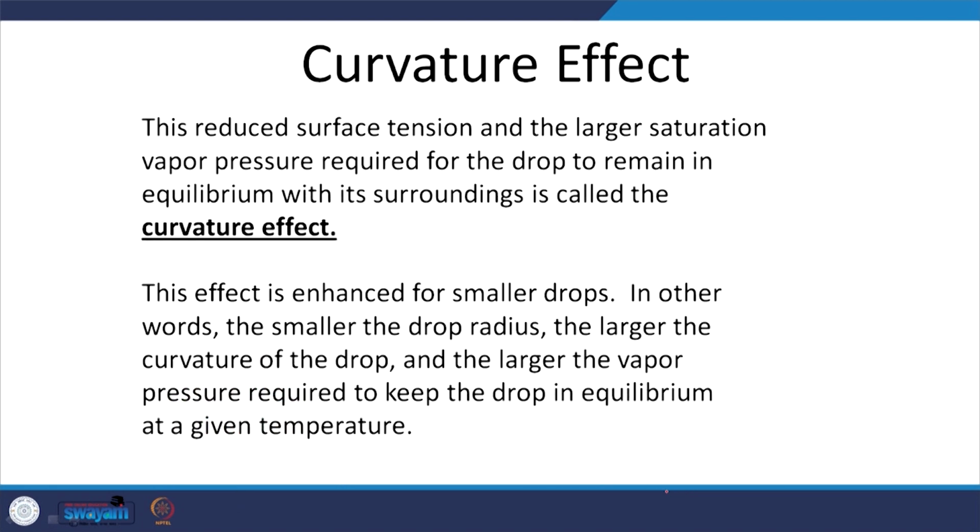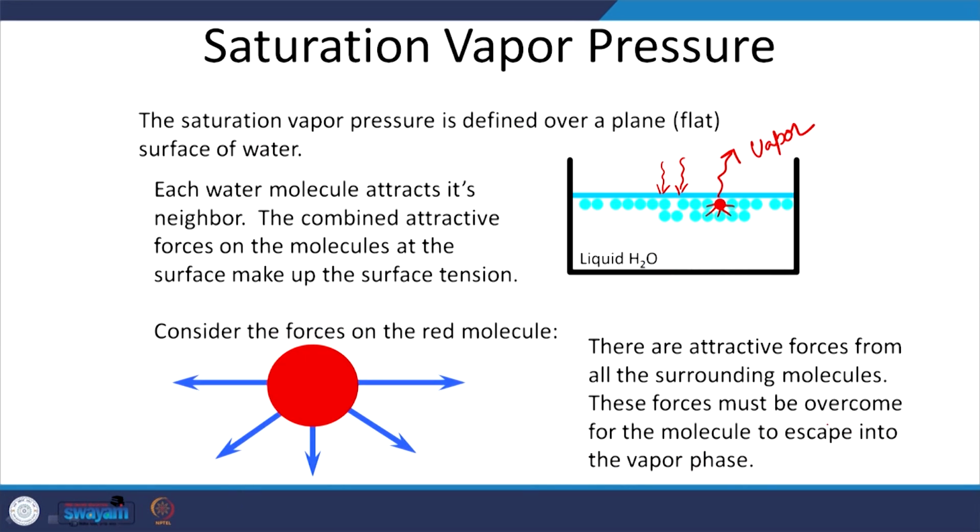So the reduced surface tension and the larger saturation vapor pressure required for the drop to remain in equilibrium with its surroundings is called the curvature effect. This is the basic idea of surface tension. The idea of surface tension over a plane surface of water was that this molecule is attracted by many molecules, right.